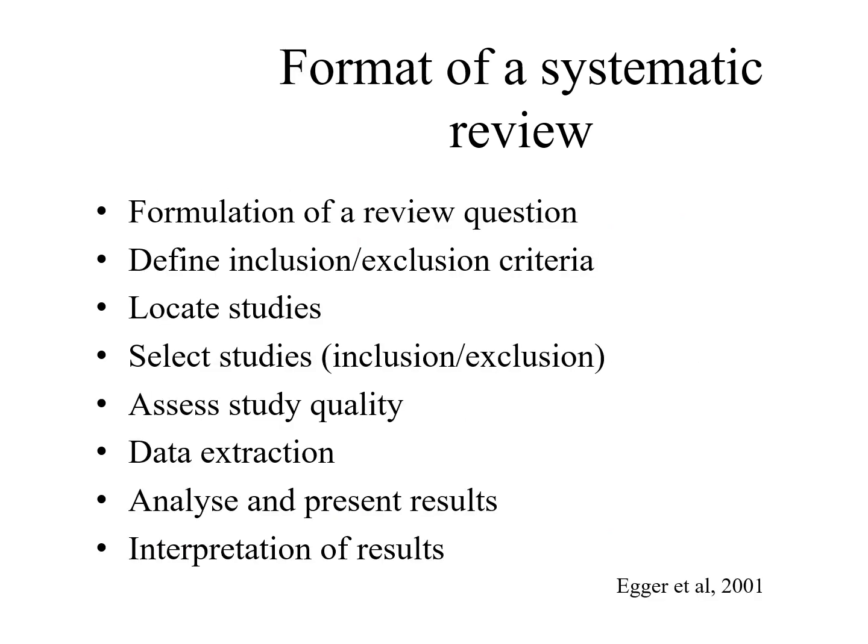The format of systematic reviews would be the following. We formulate a review question. We define inclusion and exclusion criteria. We locate studies, select studies, assess the study quality, do data extraction, analyze and present results, and we interpret results.